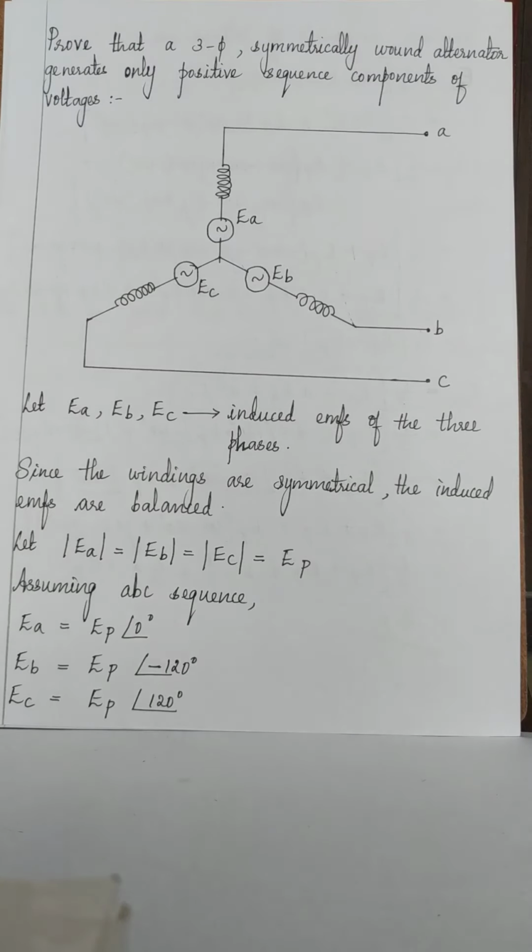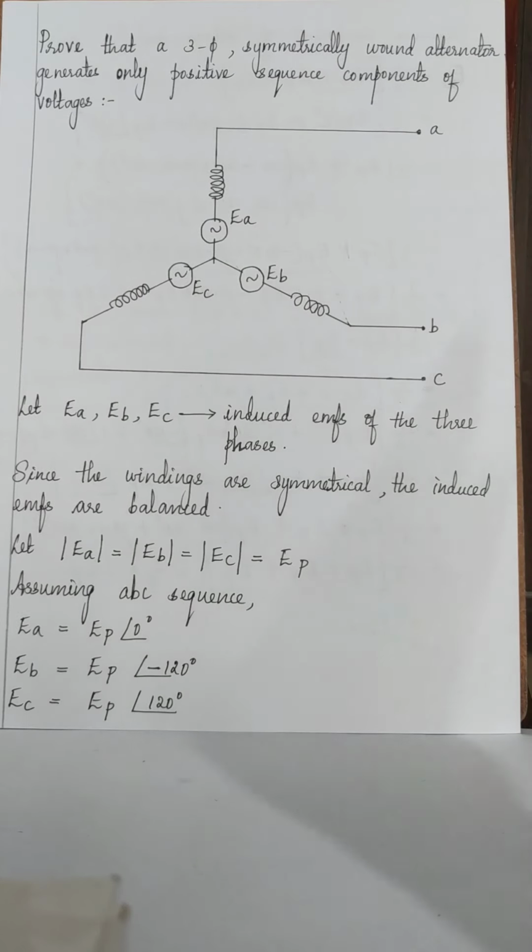Next is a small derivation, a small proof. Prove that a three-phase symmetrically wound alternator generates only positive sequence components of voltages. Again we are considering a three-phase alternator. A, B, C are the three phases.